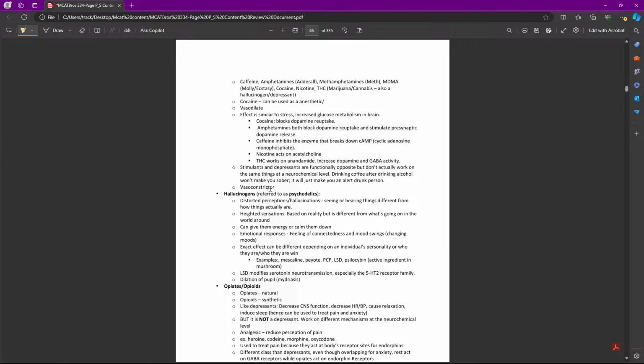Hallucinogens, referred to as psychedelics, distort perceptions. Hallucinogens cause seeing or hearing things when they're not actually there. You have heightened perception and sensations based on reality, but it's different from what's going on in the world. Can give things energy or calm them down. Emotional responses include feeling connected and mood swings. The effect can be different depending on the individual's personality. Some examples: PCP, LSD, psilocybin. LSD modifies serotonin neurotransmitters, which disrupts the stability of the brain. Dilation of the pupil.